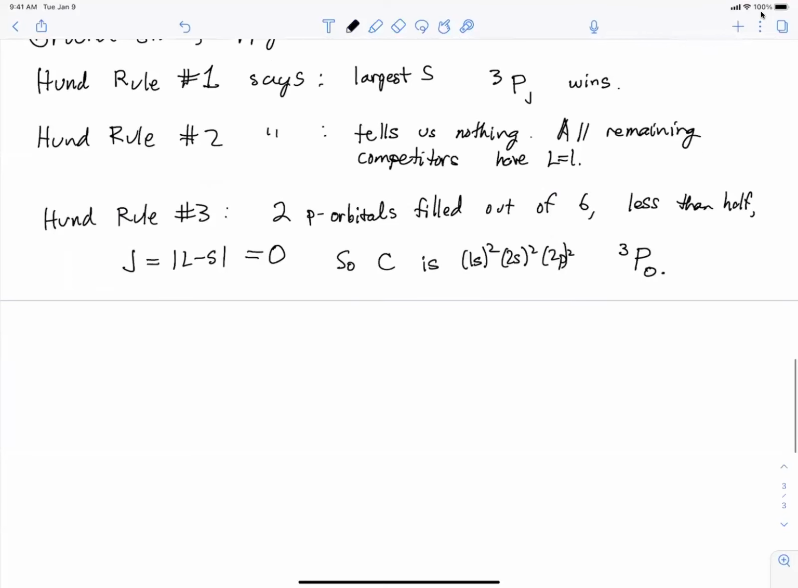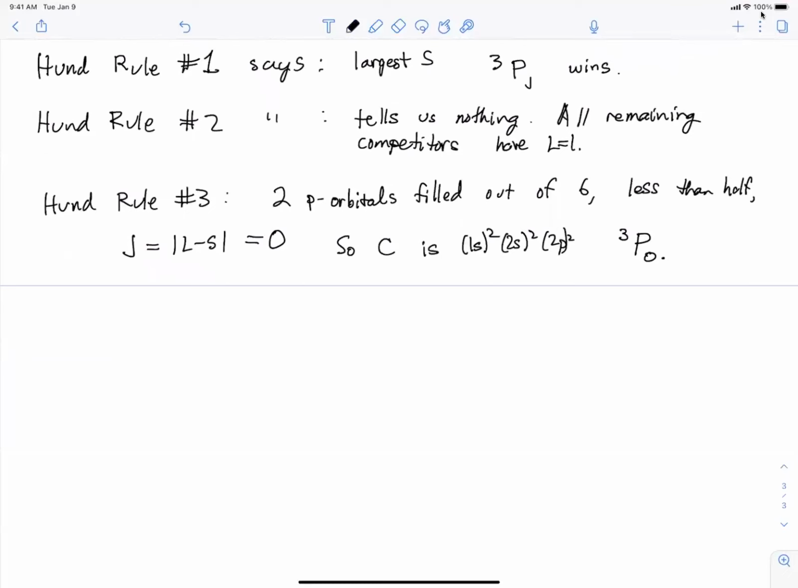Okay, so let's do a harder example, and this one's going to be nitrogen. Nitrogen has Z equals 7. So the first thing we're going to do is figure out the electron configuration. That's usually the easy part. We just start writing down the shells and filling them up until we get to 7. And so that's 3 2p electrons.